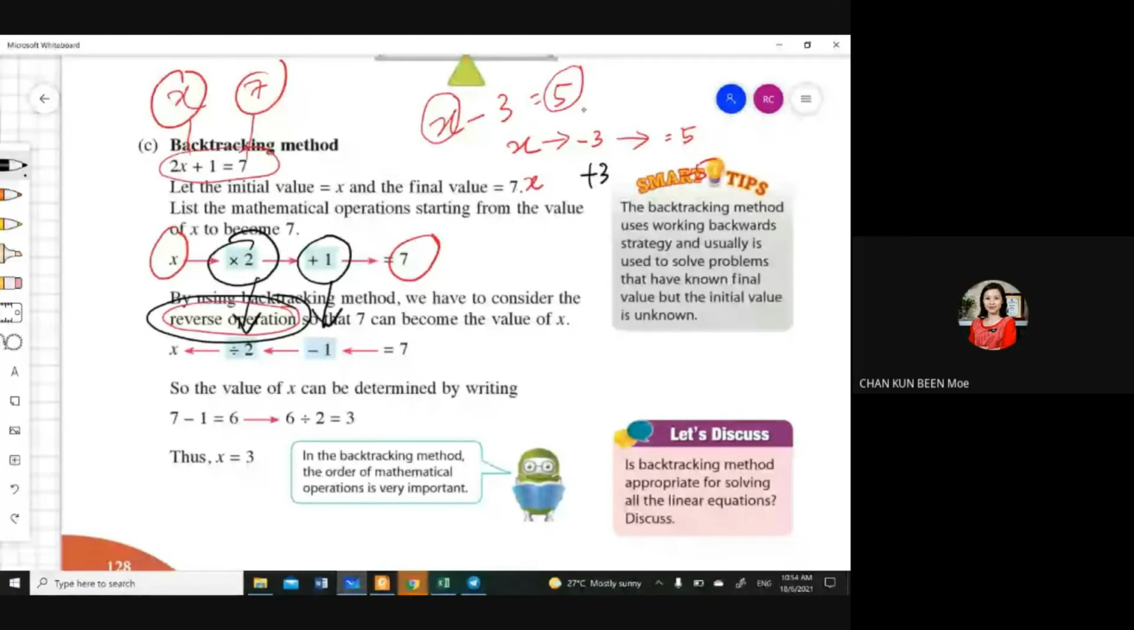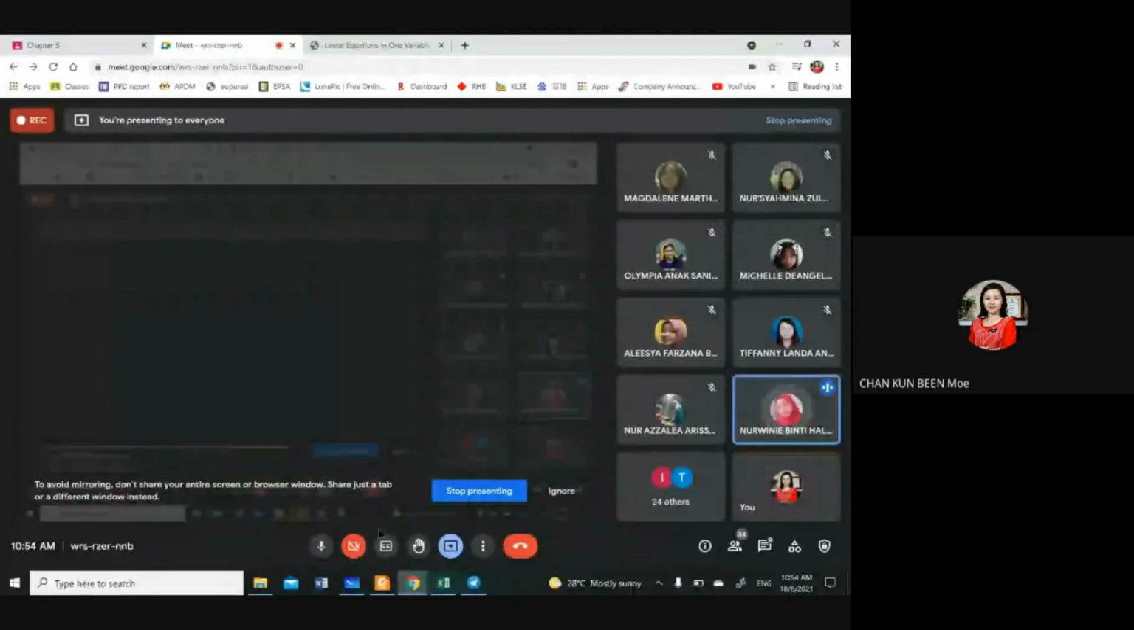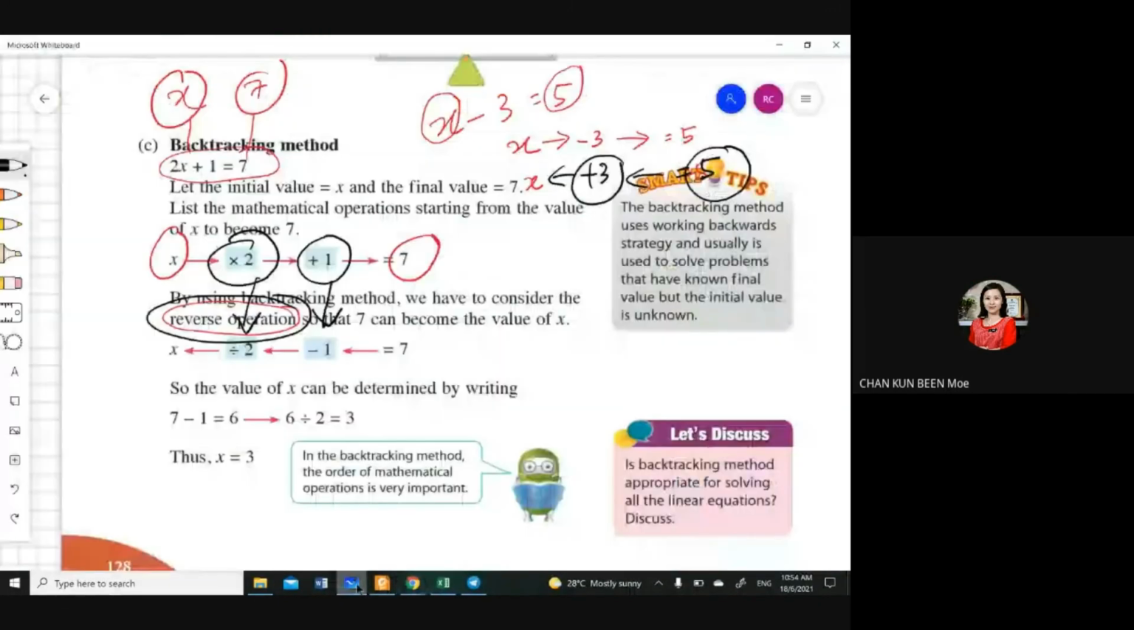So the 5 is at the back. I'm going to do it this way right now to get the answer. 5 plus 3, how much? Yes, very good, it's 8. Meaning the value of x is 8. So you can check back over here for the first line. The x is 8. 8 minus 3. Is the answer equal to 5? Yes, right? So you can get the answer already.